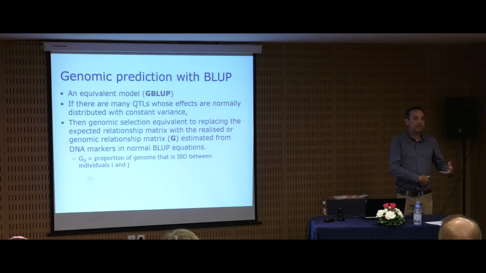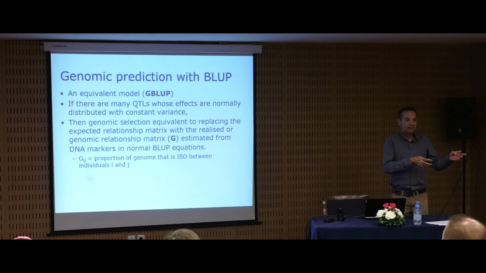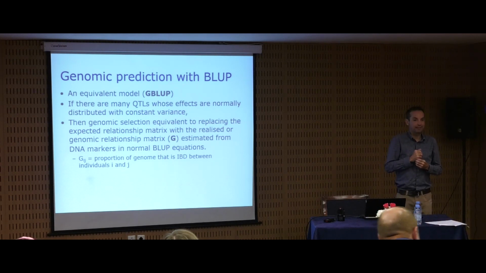So it's an alternative way of doing the genomic BLUP. It first estimates what proportion of the genome two lines share between each other. In the human example for full brothers and sisters, that might be anywhere between 30 and 70%. And then it uses that to solve for the breeding value.